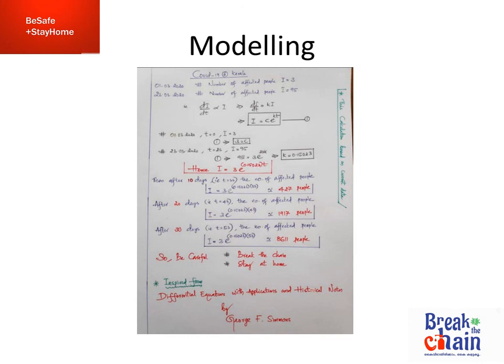So this is taken from a textbook. The reference for this particular problem is a textbook called Differential Equations with Applications and Historical Notes by George F. Simmons, and this note is prepared by a good physics teacher, and I have used his notes to explain how the differential equation can be used to study the variation of spread of COVID-19.